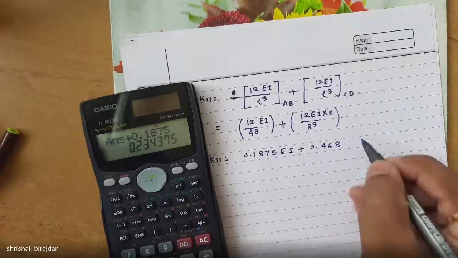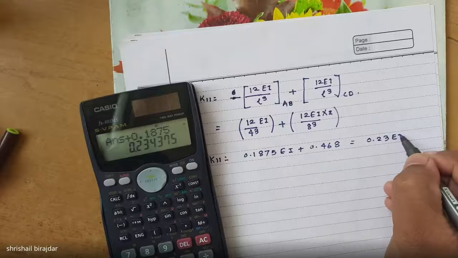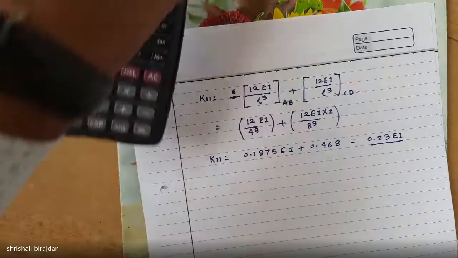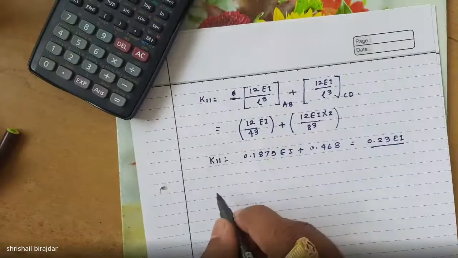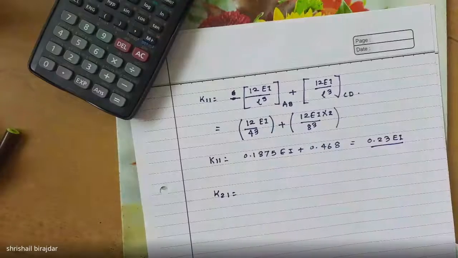0.23 EI. Okay, it will work out to be 0.23 EI. For K21, you refer to this particular coordinate.